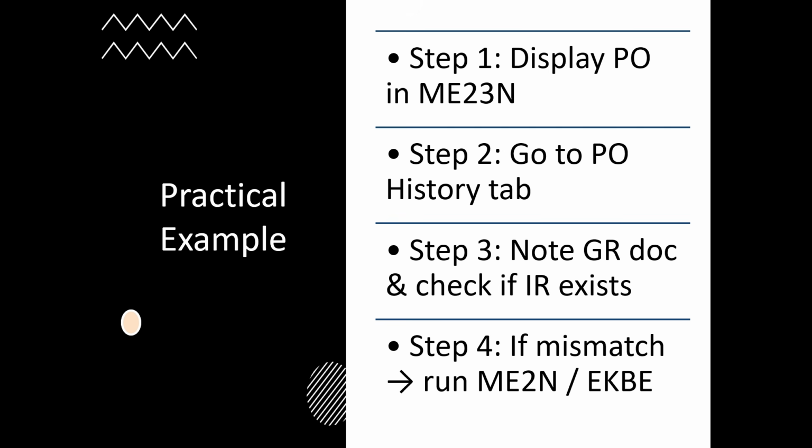Then step 3, you have to note the GR document and you have to check if any IR exists. So this is step 3. And step 4, if there is any mismatch between these two, you can run ME2N or EKBE depending upon the SAP module you are using. You can run these transactions to exactly identify the details of goods receipt and invoice receipt.